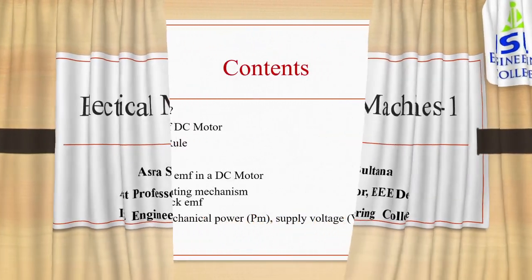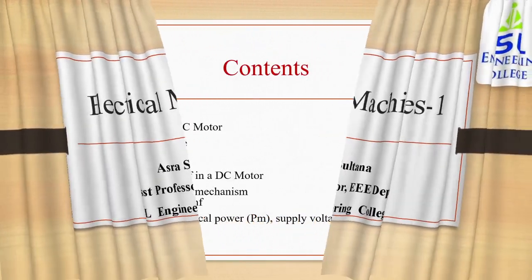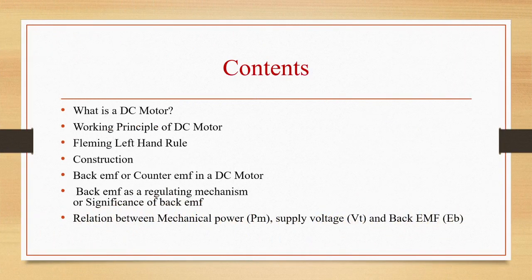So today's class I'll be dealing with the following topics. What is a DC motor? The operating principle or working principle of a DC motor. Fleming's left hand rule, construction, back EMF or counter EMF in a DC motor. Then back EMF as a regulating mechanism or the significance of back EMF. Then at last we will be seeing the relation between mechanical power, supply voltage and back EMF.